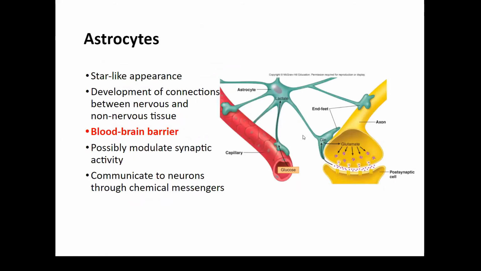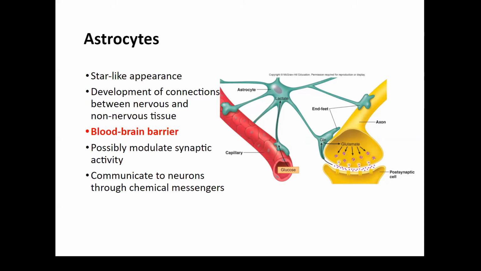One that we will look at, the only one we're going to look at really more in detail here is the astrocytes. So an astrocyte has this star-like appearance. It has a bunch of different kind of appendages coming off of it. Appendages, we even name their ends feet, right? We can see these are end feet here. The reason we're going to touch on them a little bit more is that they develop connections between nervous tissue and non-nervous tissue, and they're really why we have a blood-brain barrier.